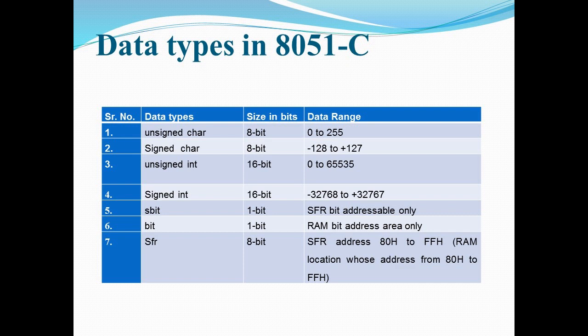Now let us look at the summary of the different data types that are available in embedded C. Unsigned char can store 8 bits of data and stores only positive values ranging from 0 to 255. We can have a signed char which also stores 8 bits of data, but its range is from minus 128 to plus 127. The next data type is unsigned integer. This can store 16 bits of information. It has only a positive range from 0 to 65,535. The next data type is signed integer. This is a 16-bit integer data type in which we can store positive as well as negative values, which range from minus 32,768 to plus 32,767.